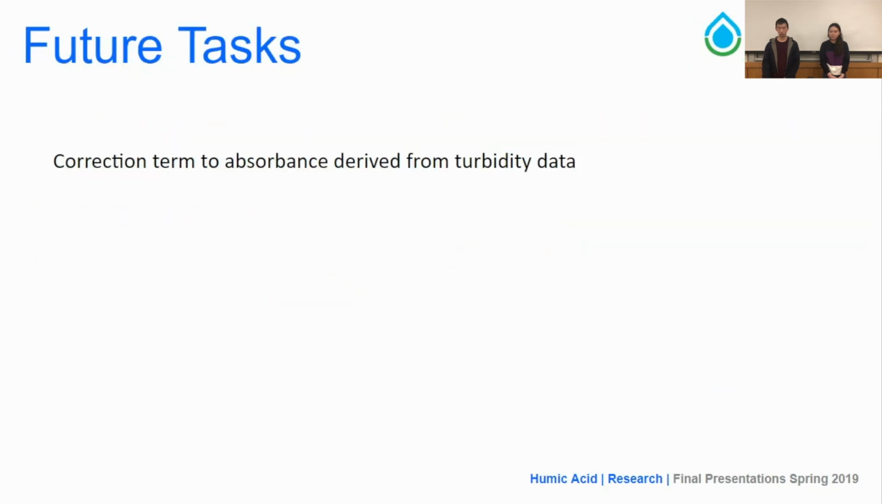And then some future tasks, looking ahead, as I talked about a bit earlier, there is some discrepancy between the measured absorbance and the predicted absorbance model we have right now. So we want to see if there's some correction term that we can derive from our turbidity measurements that will help correct our model to make a better model that will predict a much more accurate absorbance that we will be able to read off of the spectrophotometer.